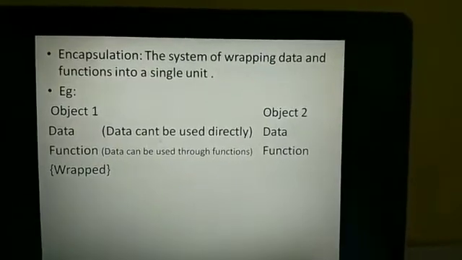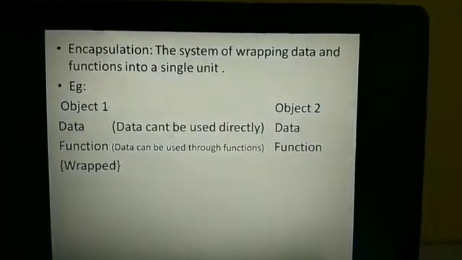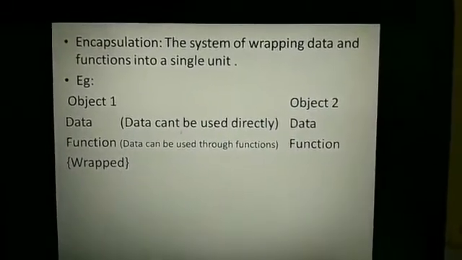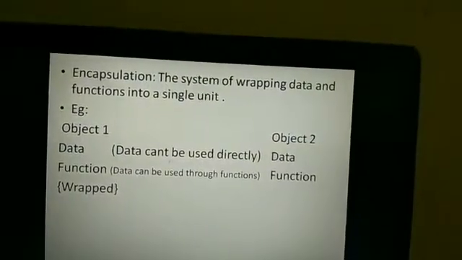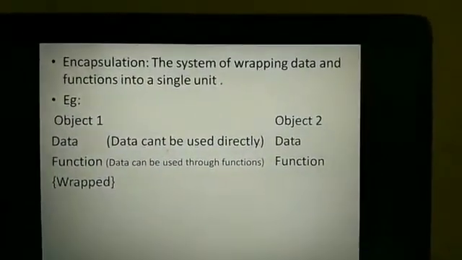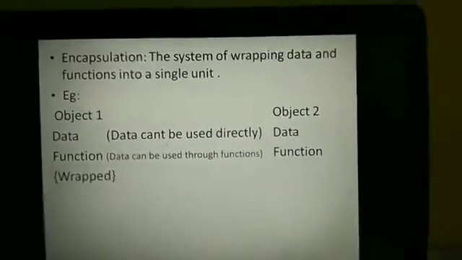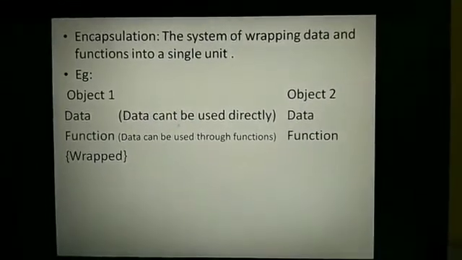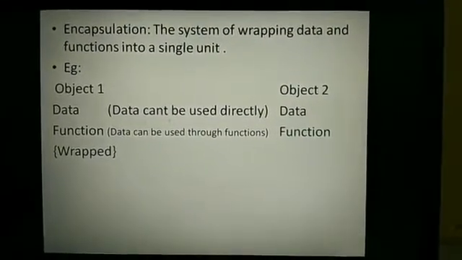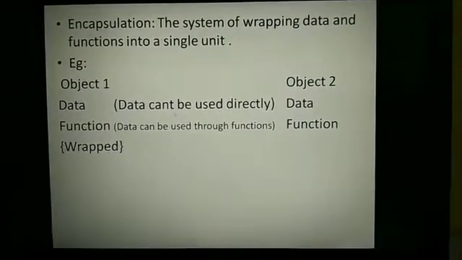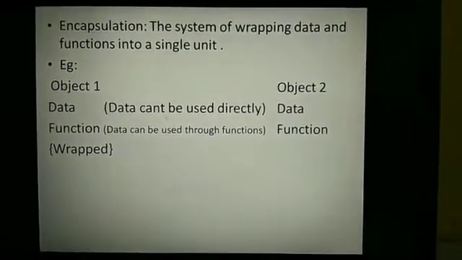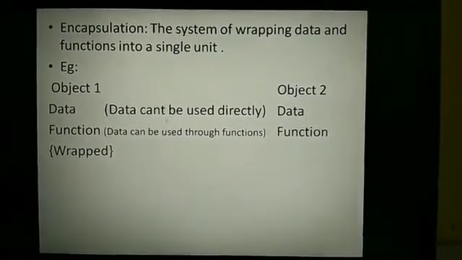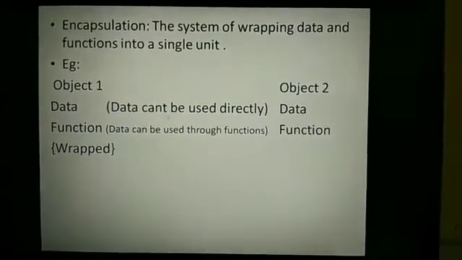Encapsulation says that wrapping up of data and function into a single unit is called encapsulation. Just take an example over here. Consider that you have object 1 and object 2. In object 1 you have data and function, and in object 2 you also have data and function. So what is being told over here? The data of object 1 cannot be accessed directly by object 2.